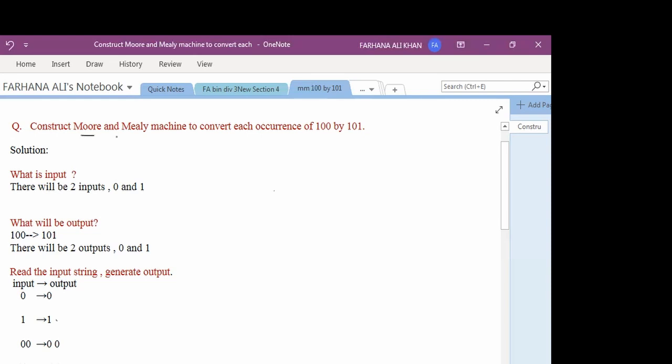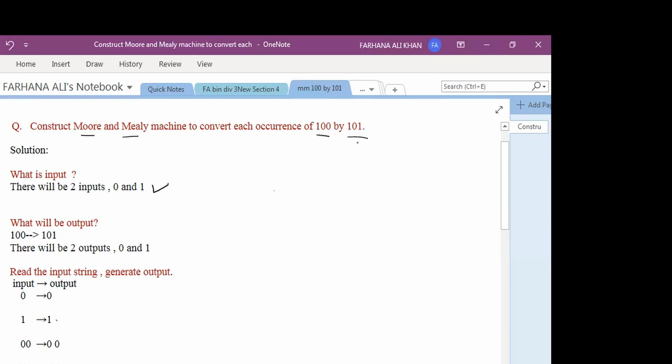Today we will construct Moore and Mealy machines to convert each occurrence of 100 by 101. Now first of all we should know what our input alphabet is. From the question, it consists of either 0 or 1, because 100 is nothing but the binary number system. So our number consists of 0 or 1. That is our binary input symbol.